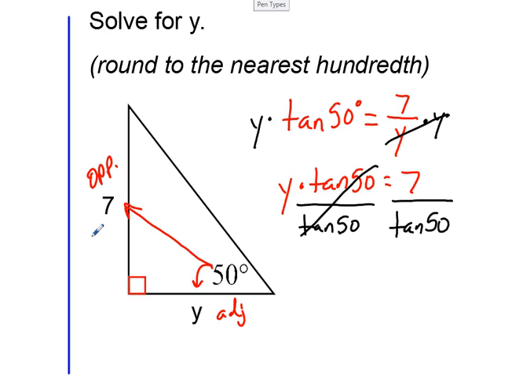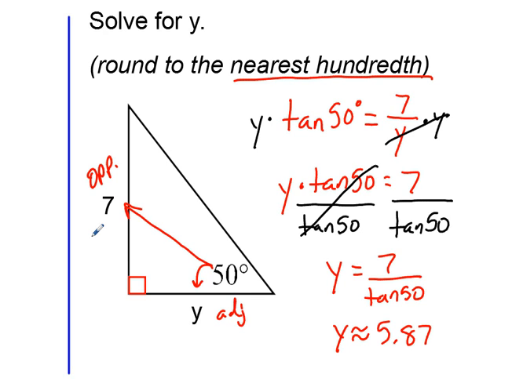Now that the tangents are gone from the left, my y is all alone. And I will compute whatever 7 divided by the tangent of 50 is. It comes out to approximately 5.87. Now I was told to round to the hundredths place. In my calculator after the 7 was a 3, so I do not round the 7 up to 8. In this problem, you saw the difference between putting the variable on top of the ratio versus putting the variable on the bottom of the ratio.